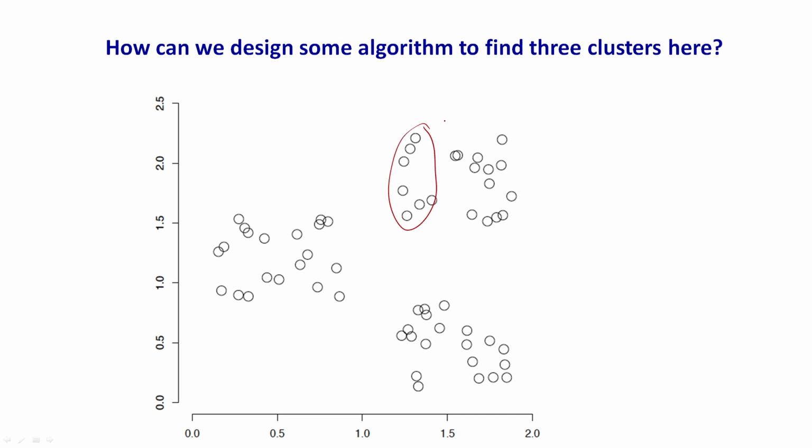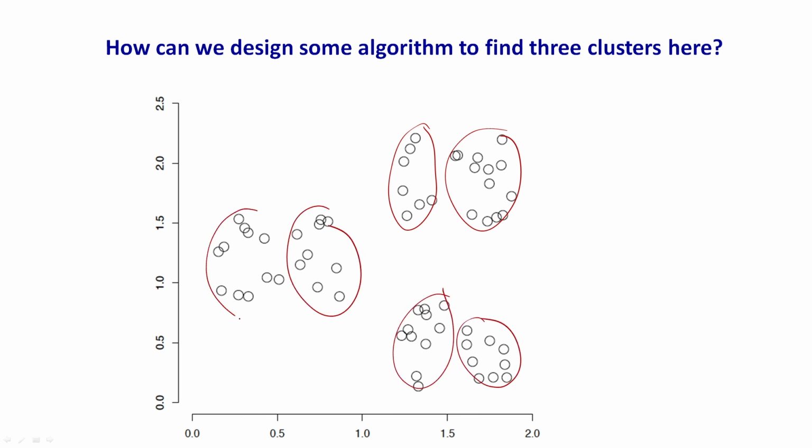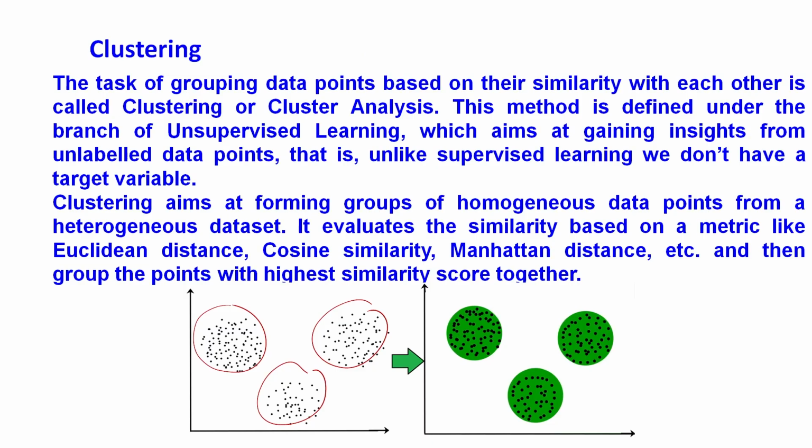I can make one cluster here, one cluster there, one cluster there, one cluster here, one cluster here, another cluster there. So, there are 5, 6 different clusters, but you may say no, I want to have 3 different clusters, instead of 6. Well, fine, you can do that, but how do you design an algorithm to do that? That is what we are going to discuss in the lecture today.